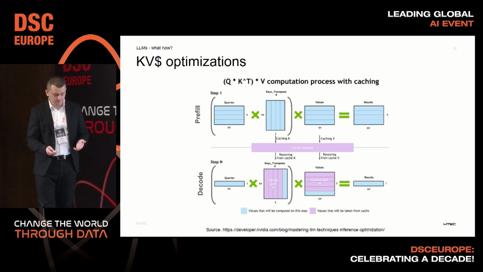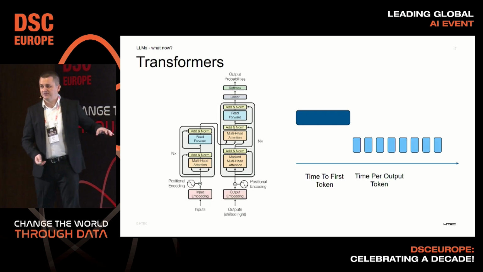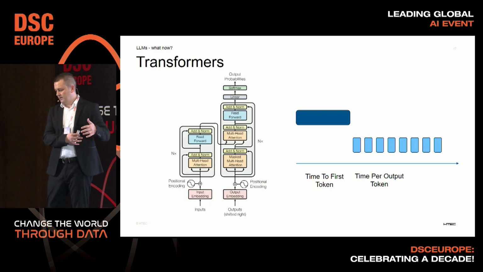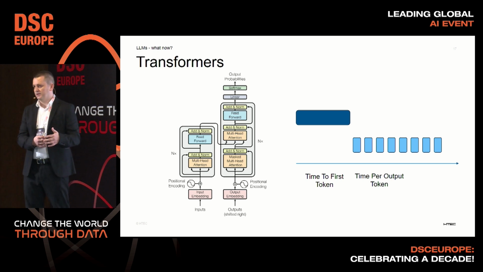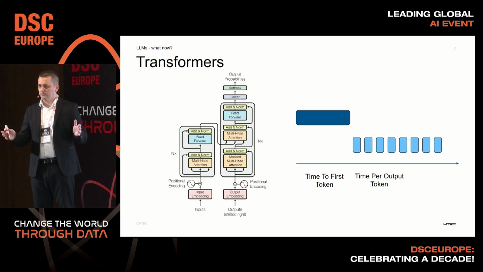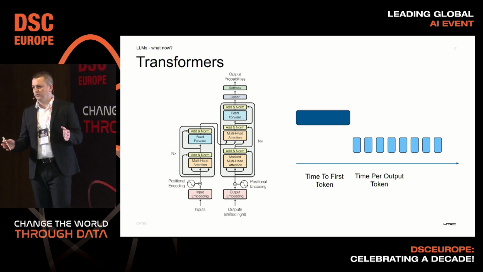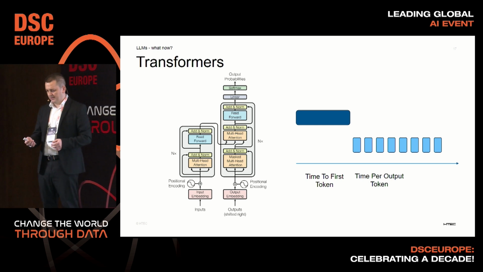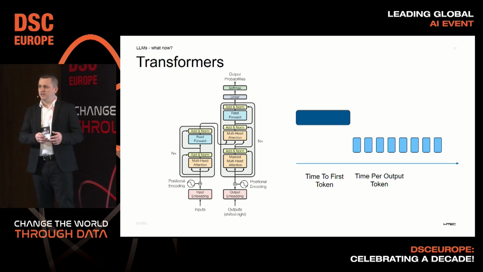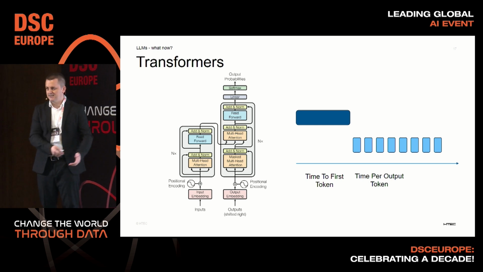One more thing on this slide. The first part, prefill, is compute bound, because we process the full prompt that we got from the user. The rest, the decode part, is memory bound. We need to read all the weights just to get a single token.